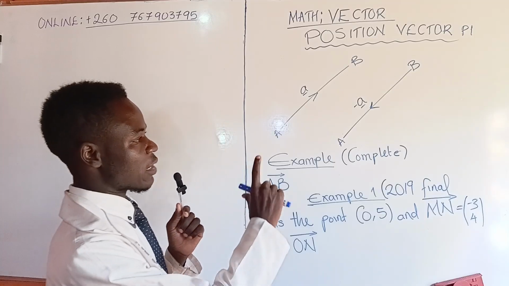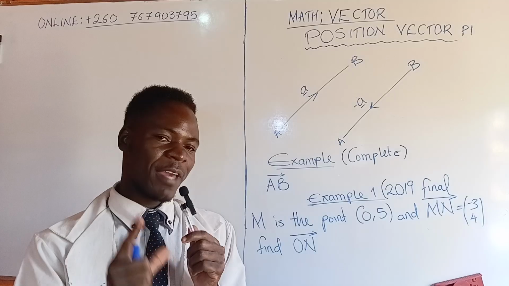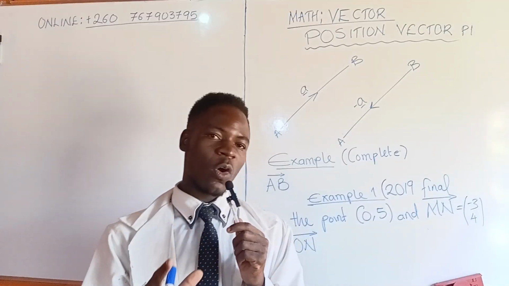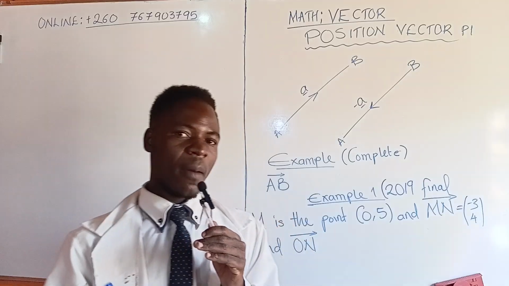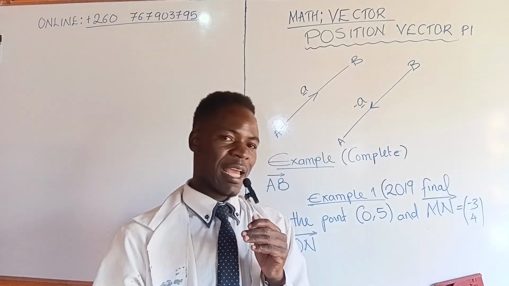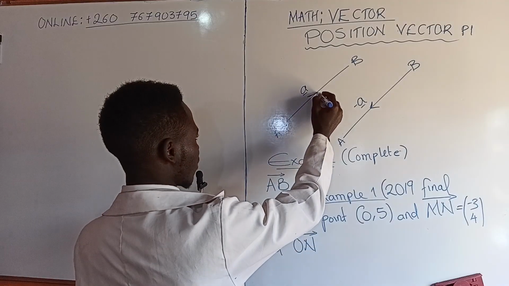So if we look at position vector, from the introduction, from the word vector, a vector is any physical quantity having both magnitude and direction. So every vector must have what you call the direction. Yes, we can see that.